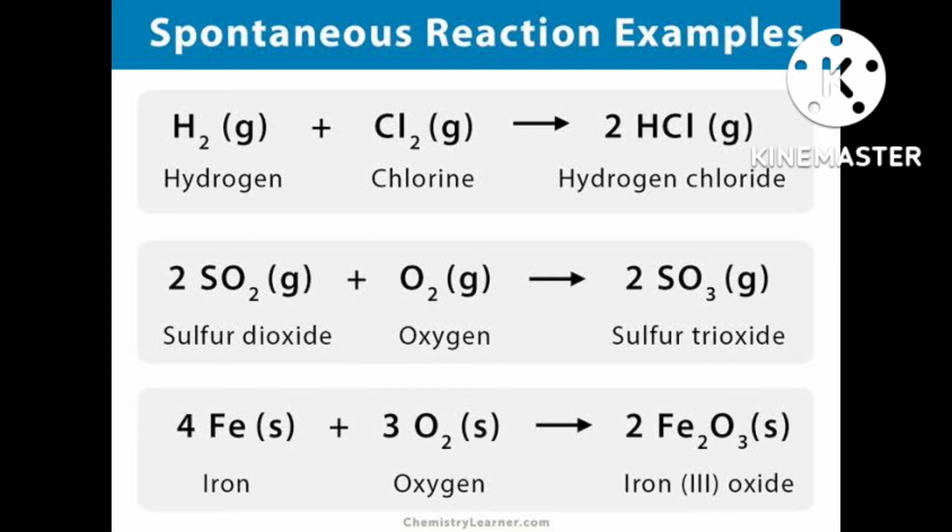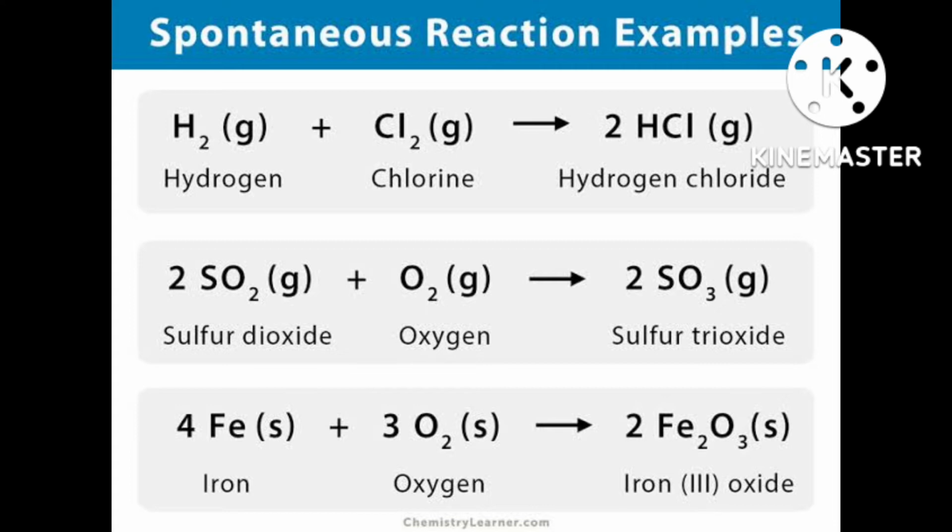See, if we examine phenomena like the flow of water downhill from the hill, or the fall of a stone onto the ground, we find that there is a net decrease in potential energy in the direction of change.